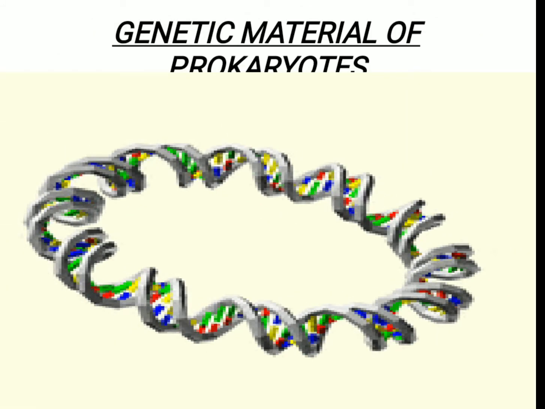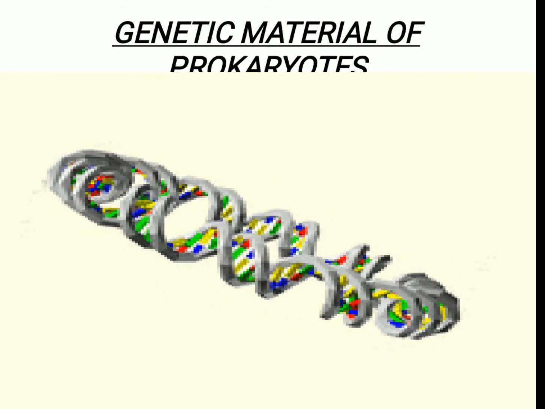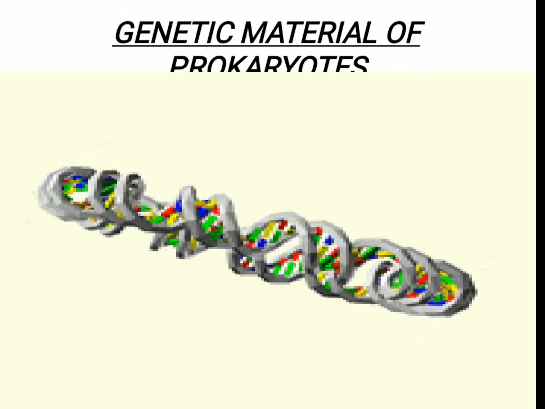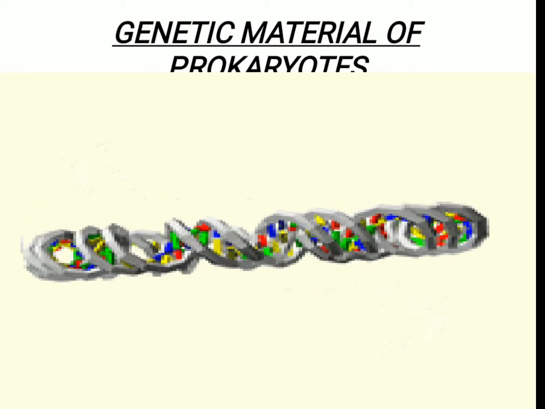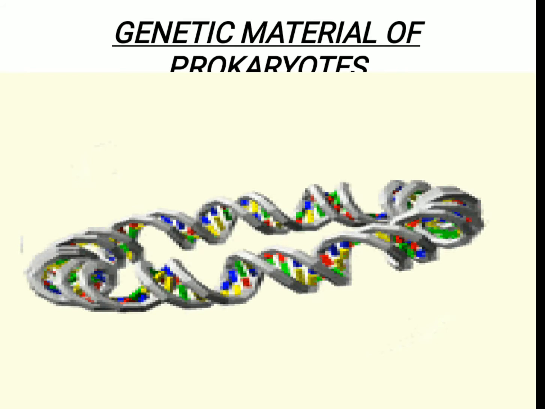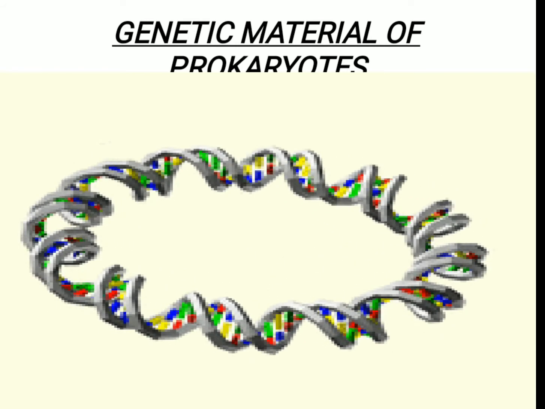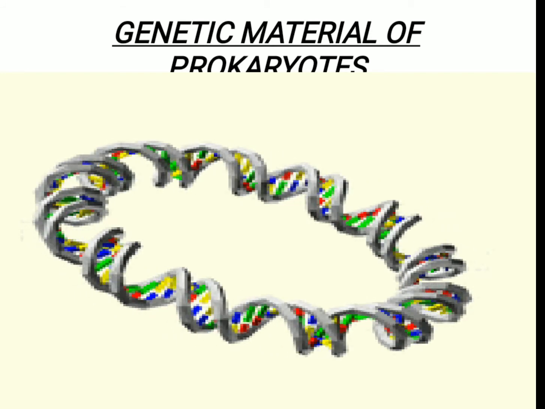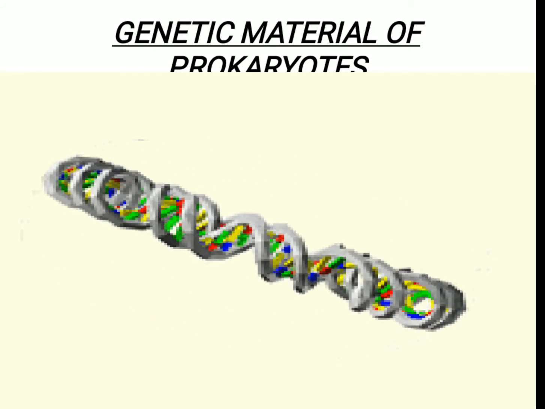Now here you can see a circular DNA. This is the genetic material of the prokaryotes, in which the chemical composition is the same as DNA, that is, pentose sugar, which is deoxyribose sugar, nitrogenous base, and a phosphate group. But the orientation is different.